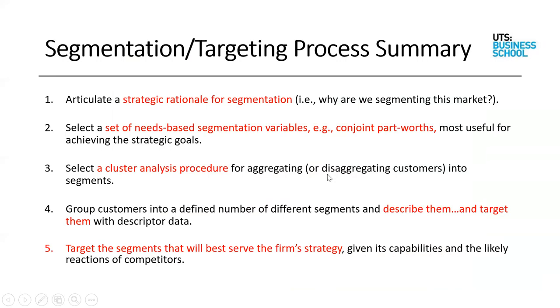Okay. All right. So just to sum up the whole process of segmenting and targeting, what we did today was look at how we are segmenting the market based on certain variables. We talked more about the needs-based segmentation variables like conjoint part-worths, but you can also do demographic and behavioral segmentation.